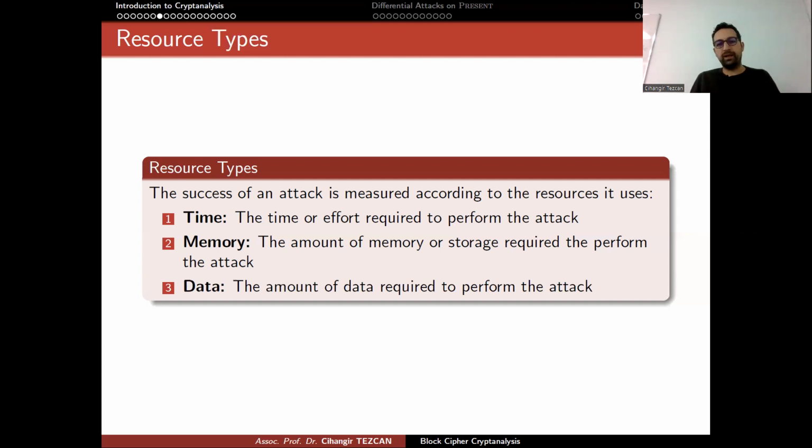So of course, you would like to perform the attack with as little data as you can, with as little memory as you have, and as little time as possible. Sometimes we call an attack a practical attack, and sometimes a theoretical attack. The difference is that if your attack requires, for instance, 2 to the 100 gigabytes of memory, then we say it is a theoretical attack because nobody has that amount of memory, right? So in practice, you cannot perform it, but in theory, it works.